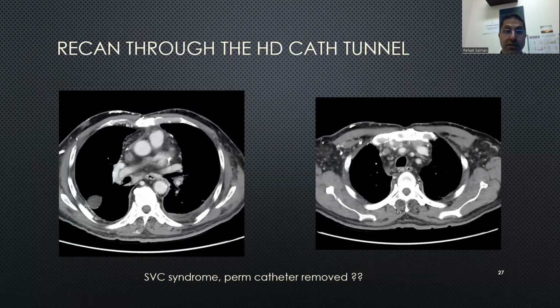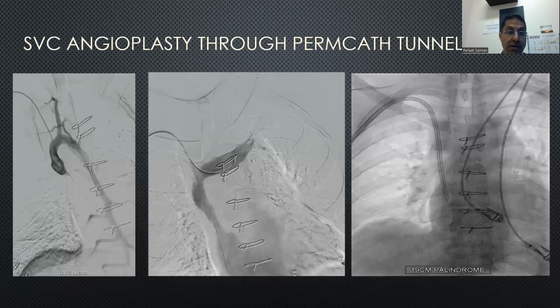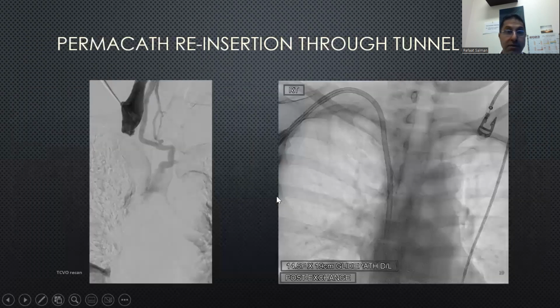The other possibility is to go through the hemodialysis catheter tunnel, which is sometimes removed a couple of weeks or even months ago. So you can try to access it again and do a recanalization from that. This is an example of this case here. The wire was advanced, was going to the azygous vein, was manipulated to the left side, and from there to the right atrium, and a permacath was inserted easily.